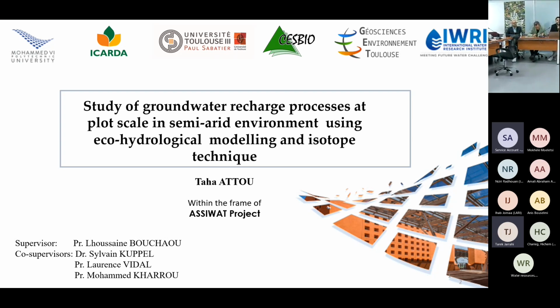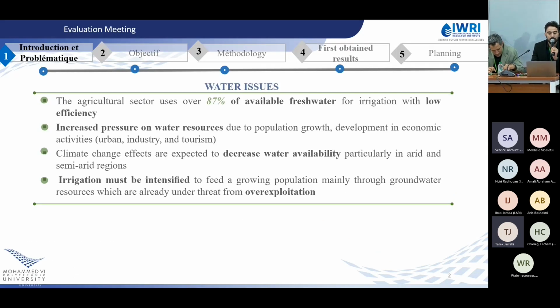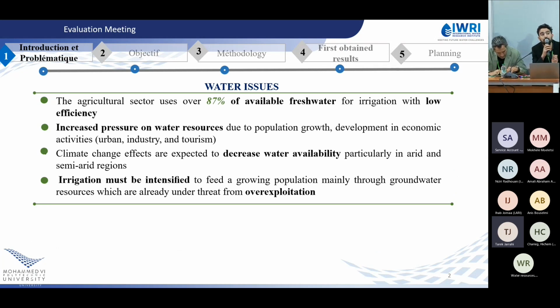Scale in simulated environments using ecological modeling and isotope technique. So moving to the problematic, as we all know, the agricultural sector uses over 87% of available fresh water with low efficiency that doesn't even exceed 15%, which is a great problem. We have other economic sectors, like urbanization, industry, and tourism, that also have an impact on the water resources.